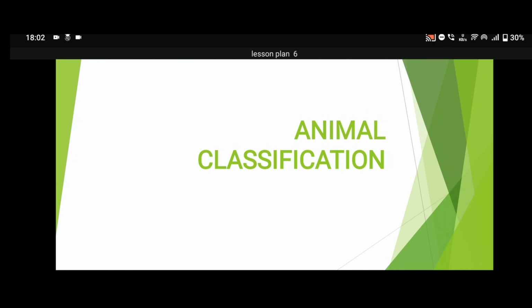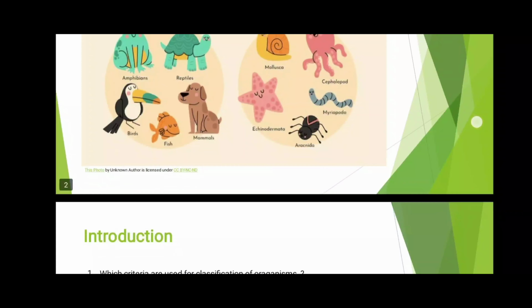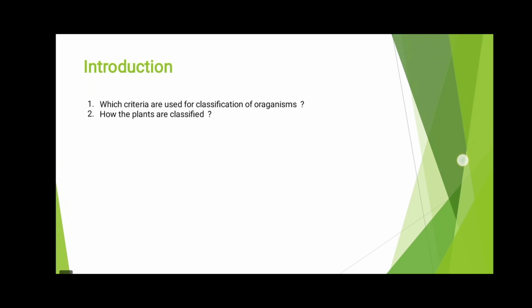Okay, very good. So, students, today we are going to study a new chapter, that is animal classification. Before we start our chapter, I would like to ask you some questions. Everyone ready for the questionnaire? Yes, ma'am. Now tell me, students, which criteria are used for classification of organisms?